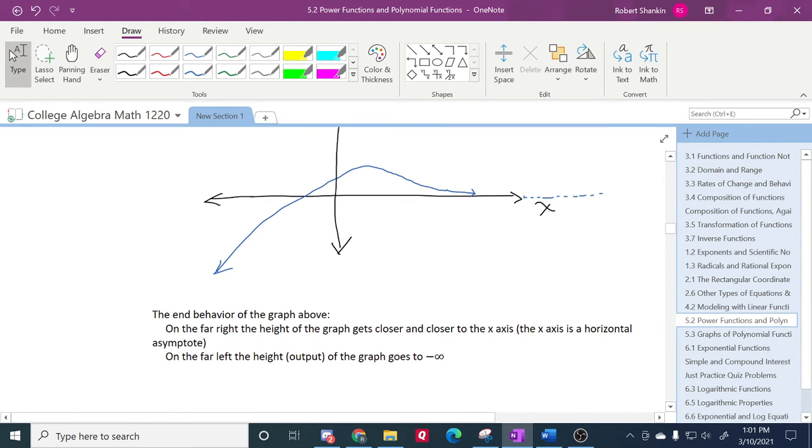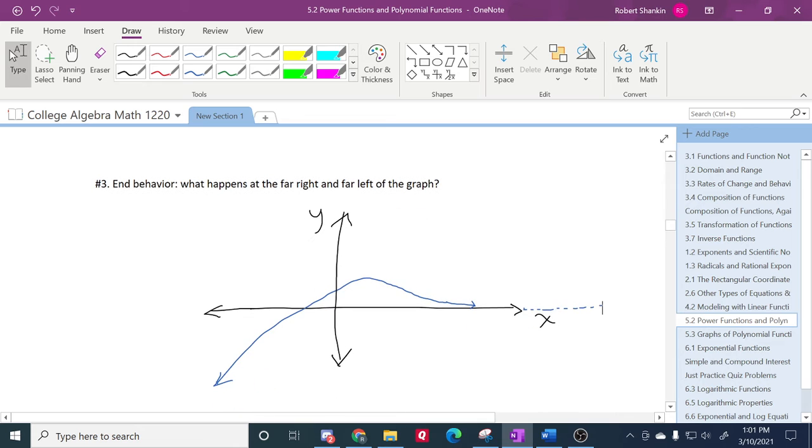Okay. On the far left, the height, or the output of the graph, keeps getting lower and lower and lower. No boundary. It doesn't have a lower bound; if you tried to say it never gets below this height, you'd always crash through whatever boundary you put. So we say it goes to negative infinity. So this is how we describe end behavior.